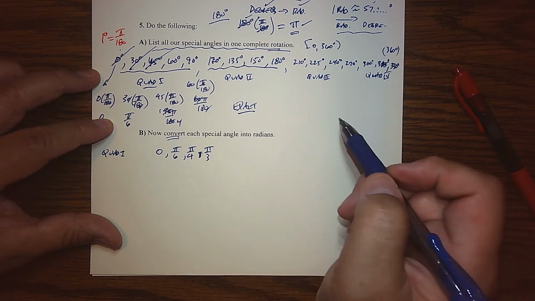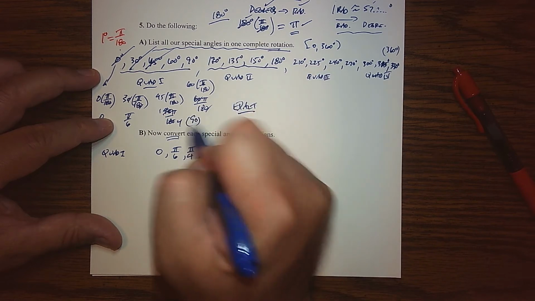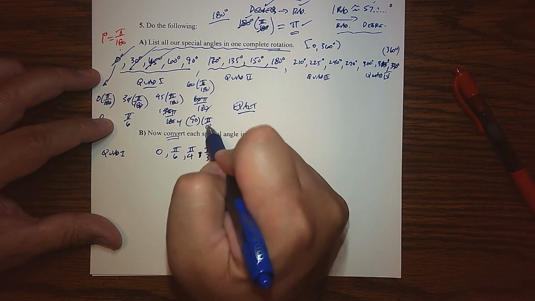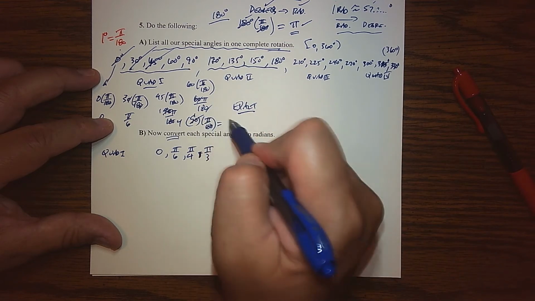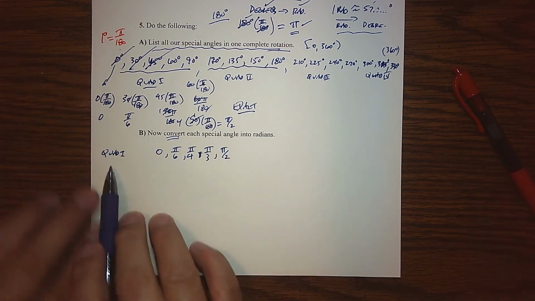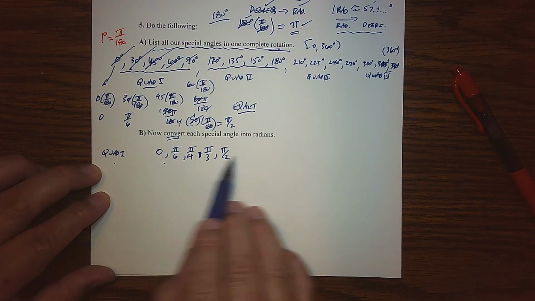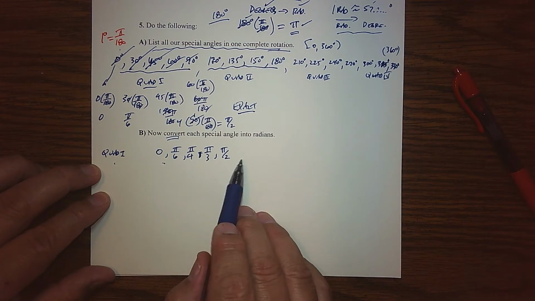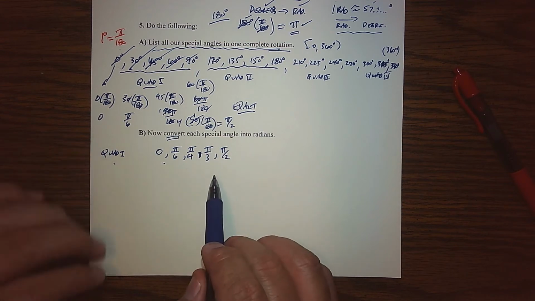pi over 3. All right, and then last but not least, 90 degrees, if we multiply by pi over 180, 90 goes in once, there twice, we end up with pi over 2. Okay, so in the first quadrant, going from 0 to 90 degrees, those are basically the radian measures for those special angles. And again, you probably want to start committing those to memory.